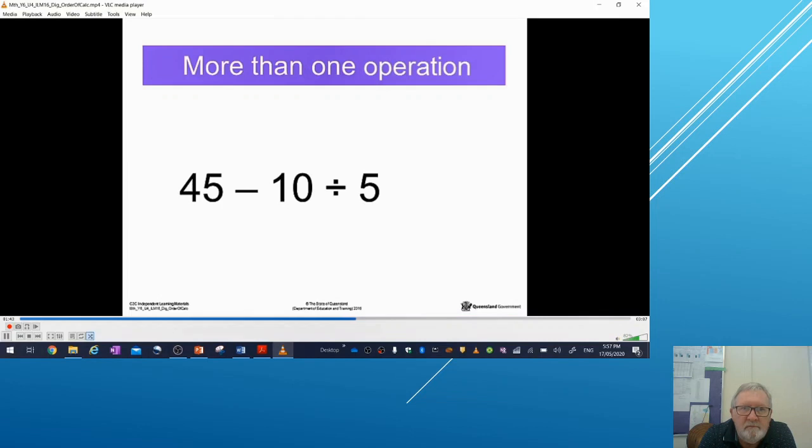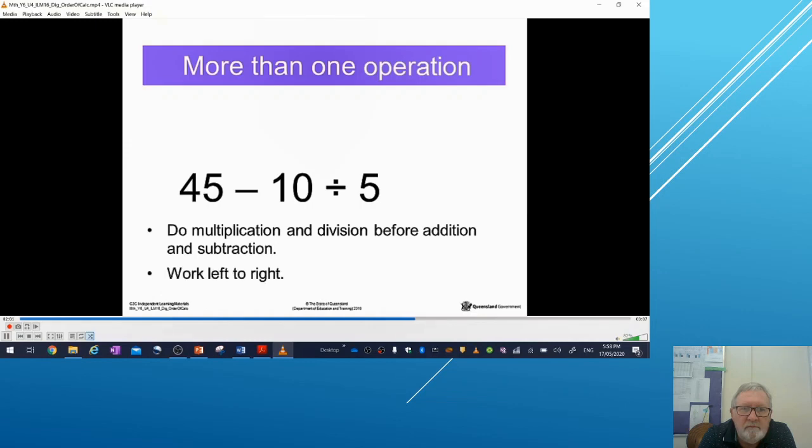We need to consider how we would calculate expressions containing more than one operation. There are conventions we can use to make sure everyone calculates expressions the same way. Do multiplication and division before addition and subtraction, and work left to right. Let's see how this works for the expression 45 take away 10 divided by 5. We do the division before the subtraction. 10 divided by 5 is 2. Then 45 take away 2 is 43.